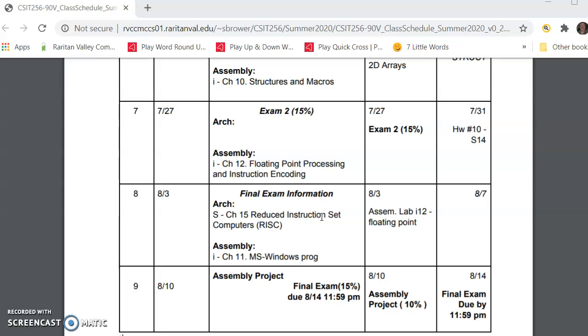So that is the overview for the week. Did I say chapter? That's the overview for week 8.